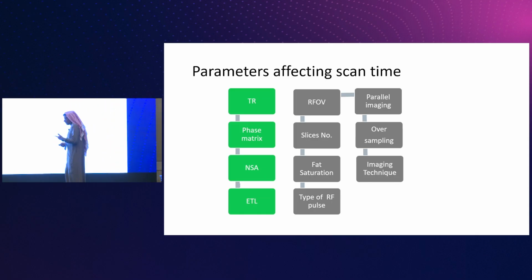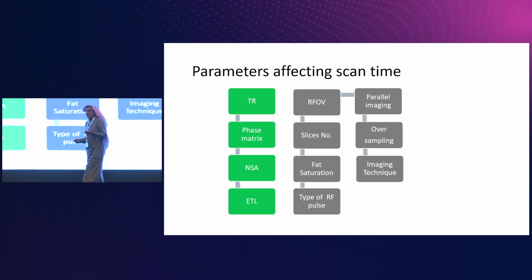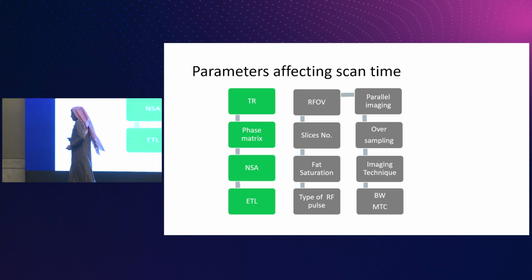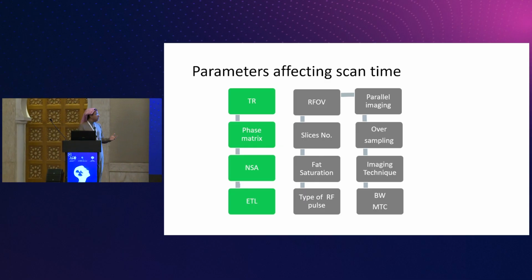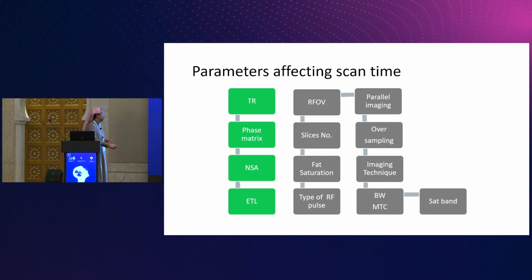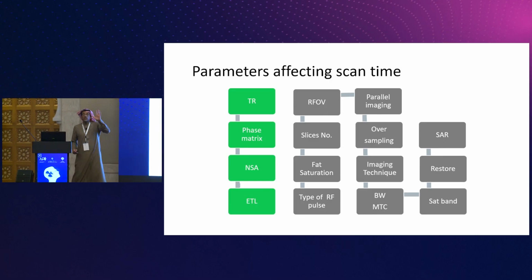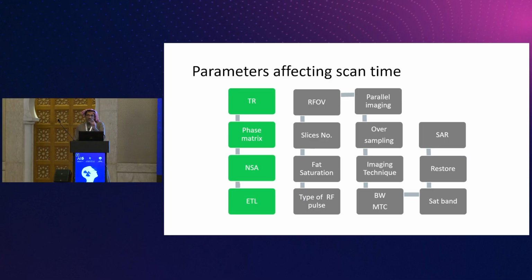either TSE or SE. Like SE, it takes 5 minutes. If you use TSE, it will take 2 minutes. Bandwidth and MTC also enable you to play with the TR. So it all goes back to TR. Sat band, restore, and SAR all will refer you to TR. So TR is the main factor which affects scan time for a sequence.